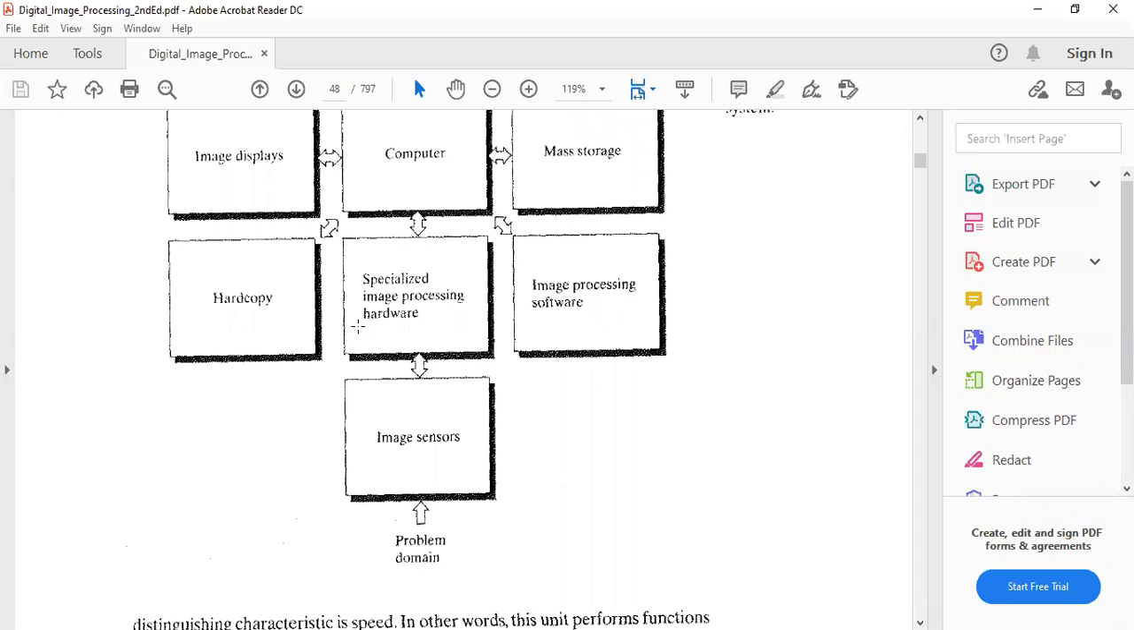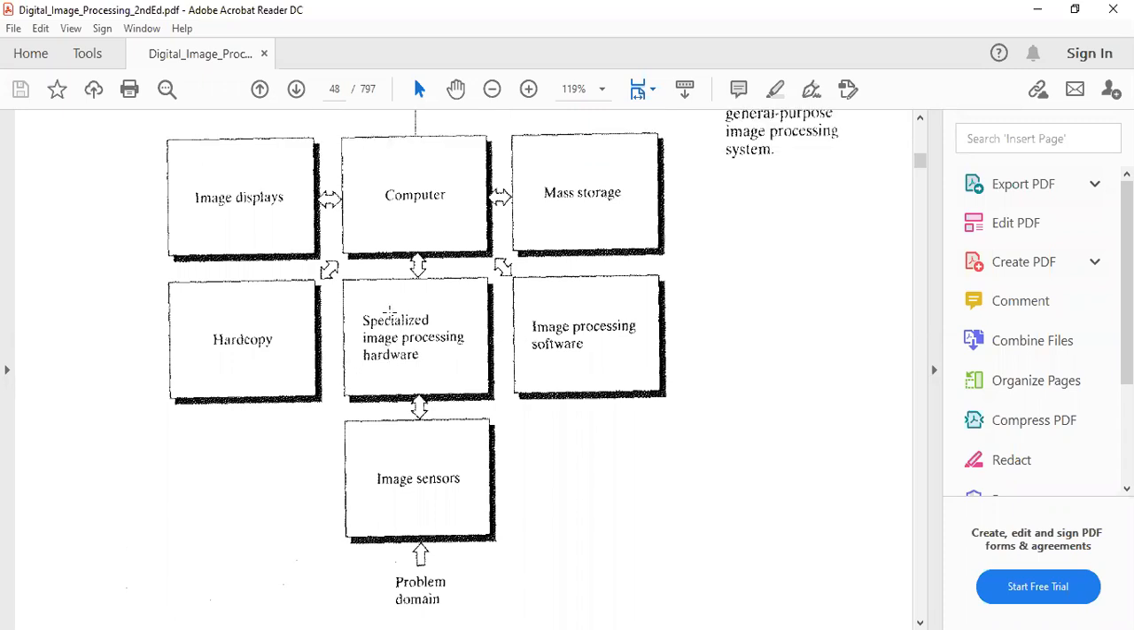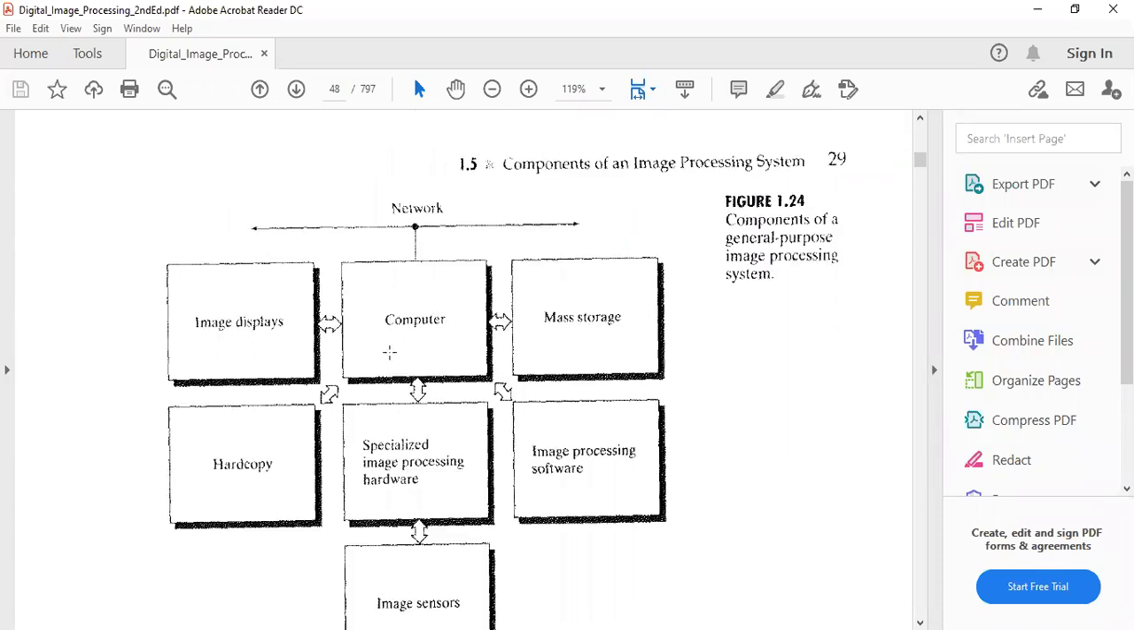Some hardware and software are there to process X-rays, CT images or biomedical images. Some other software and hardware are there too. Then all are processed by a computer or a system, which contains the image displays, the mass storage and the hard copy, for example CDs and so on. And it can be given to a network also. These are the components of image processing.